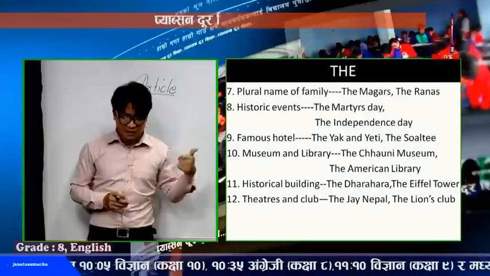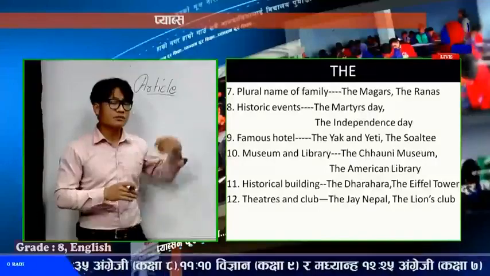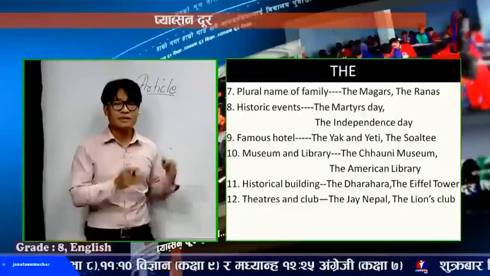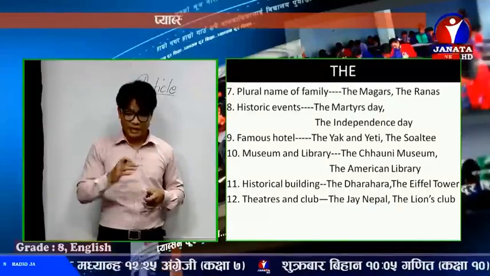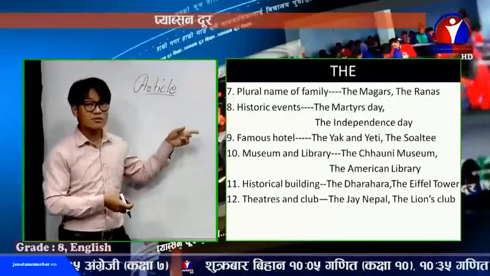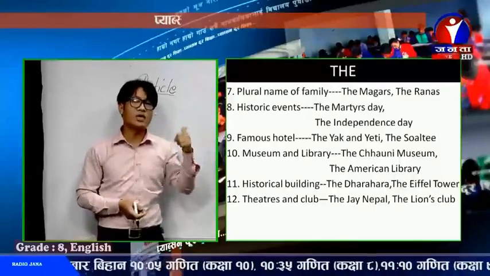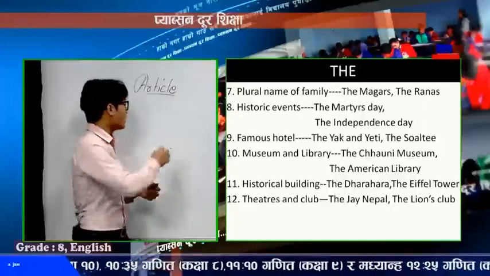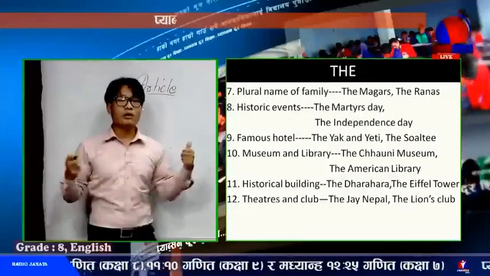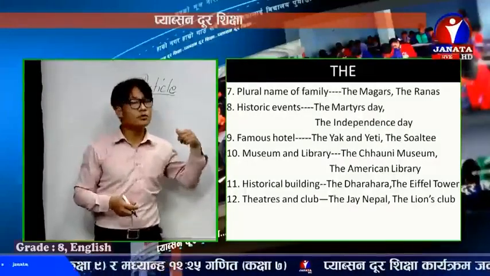But another is club. This club does not mean a dance club; it means a club which gives services in the society, for example the Lions Club. When there is the name of a club, then we use the article. Another example: if there is a Rampur Youth Club, then with this name we should use the article, the Rampur Youth Club.